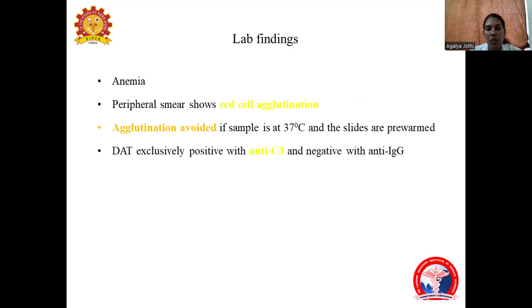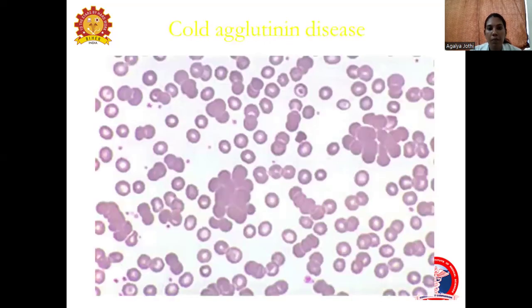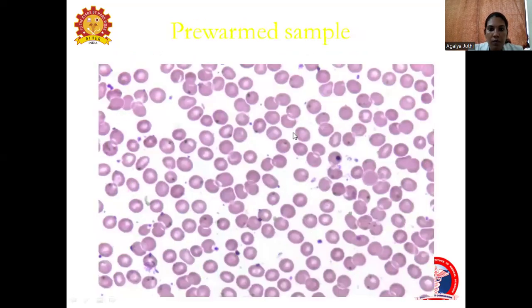So IgG is an example of a warm active antibody. Here, in cold active antibodies, it is IgM type. Here in the peripheral smear, you can see a number of agglutinations, clumping of RBCs. In the pre-warmed sample, the RBC agglutinations disappear.